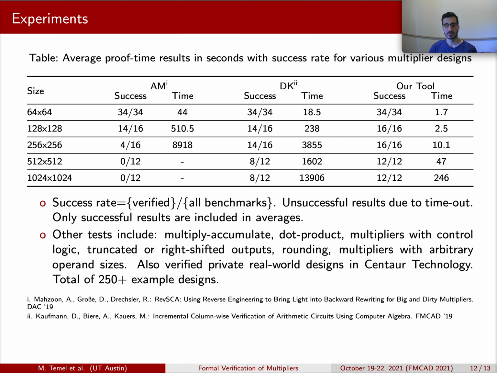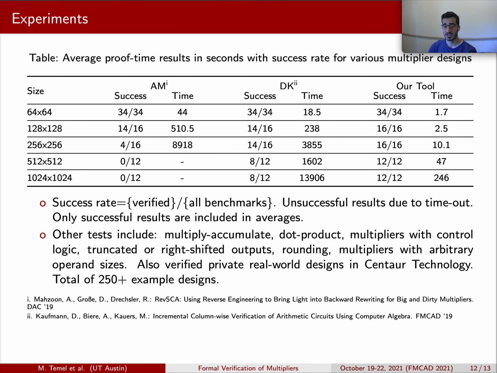Mahzoon's tool failed to verify a good portion of the large multipliers by timing out. Kaufmann's tool is applicable to more designs, and even though it missed some, it could verify a lot more. However, it started timing out more for larger Booth encoding multipliers. That is why the average timing results for 512 by 512 bit multipliers seem faster than 256 by 256 bit multipliers. On the other hand, we see that the tool we developed can verify all the designs, and it is orders of magnitude faster for large designs. These numbers are for isolated multiplier designs.